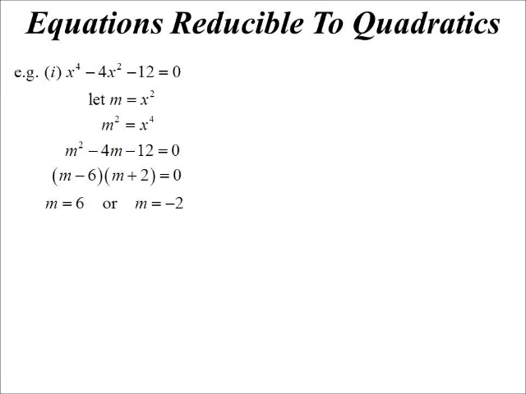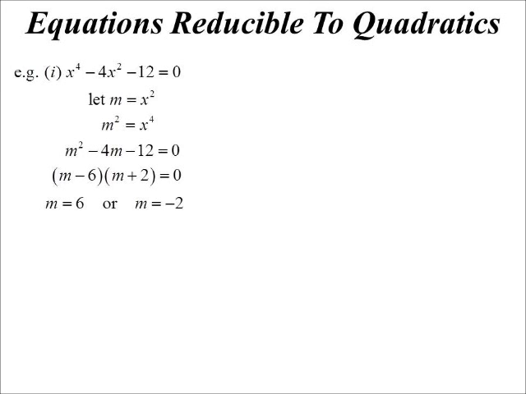Anything like that we can turn into a quadratic, whether or not you do an actual substitution like I'm doing here. You can say, well, okay, let's let m equal x squared, and so m squared is x to the power of 4, and my equation becomes a quadratic. Multiply together to give negative 12, add together to give negative 4, and there's my answer for m.